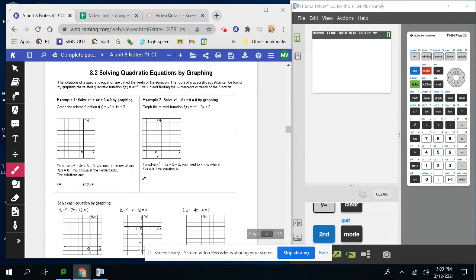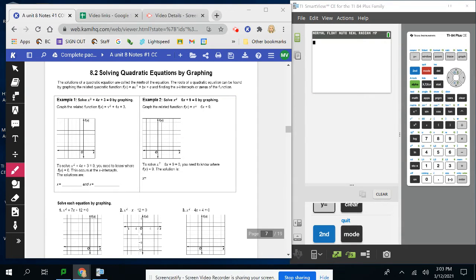Everyone, today we are solving a quadratic equation by graphing. In our previous unit, we solved by solving the equation, which involved factoring. Now we're going to learn how to find these roots or solutions by graphing. The solutions of a quadratic equation are called the roots. They're also sometimes called the zeros, and they are the x-intercepts.